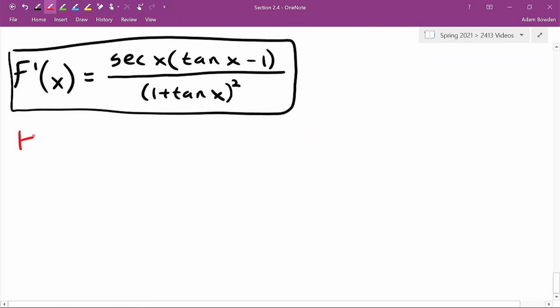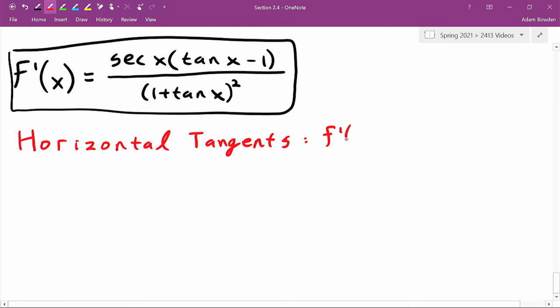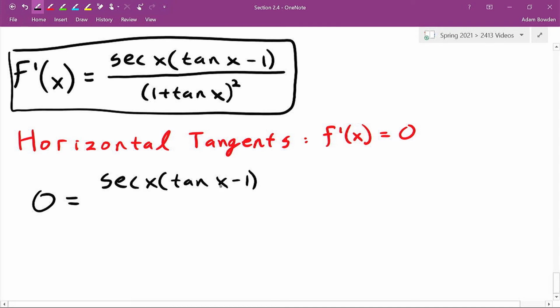The question, on the other hand, though, asks for where the horizontal tangents occur. So where are the horizontal tangent lines? So that's going to be where the derivative f prime of x is equal to 0. So we're going to have to set 0 equals secant x, tangent x minus 1, all over 1 plus tangent x all squared.